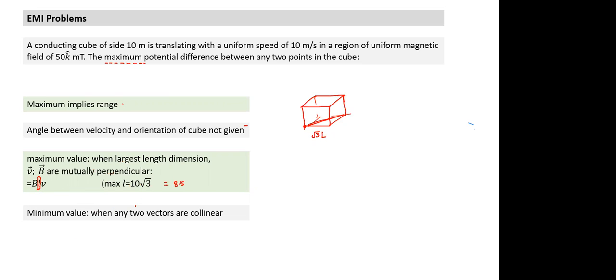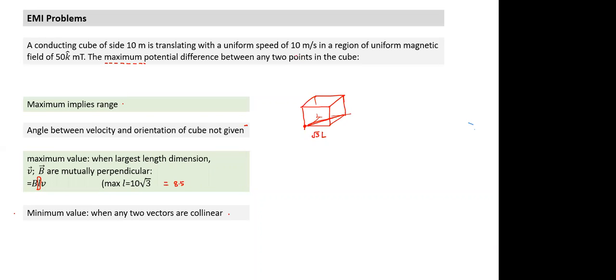And what is the minimum value? Can it drop to 0? We know what makes EMF 0: either all three are collinear or all three are coplanar. Since it's a cube, all three cannot be coplanar. There's always some length dimension which will not be in the same plane. It's not a plane, it's a cube. So what other thing makes EMF 0? If two vectors are collinear.